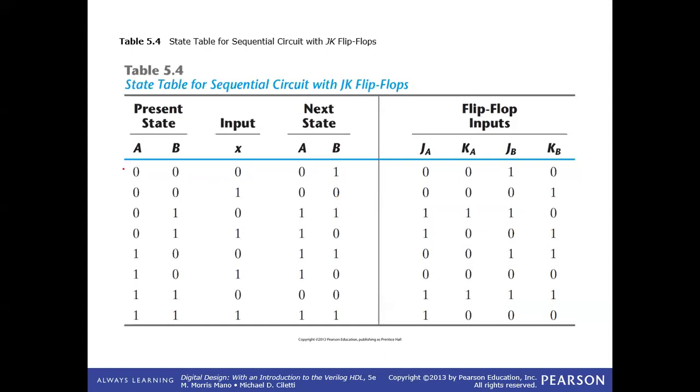Now let's discuss the case where A is equal to 0 and B is equal to 1. Okay, so this diagram is.